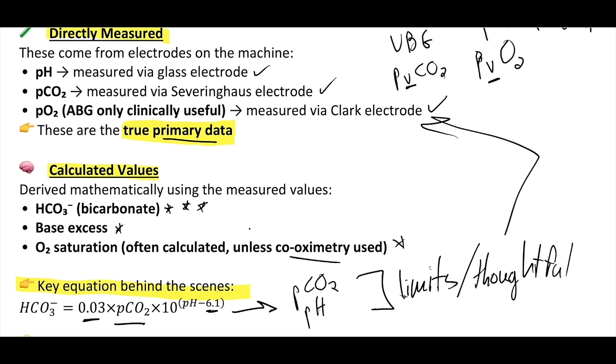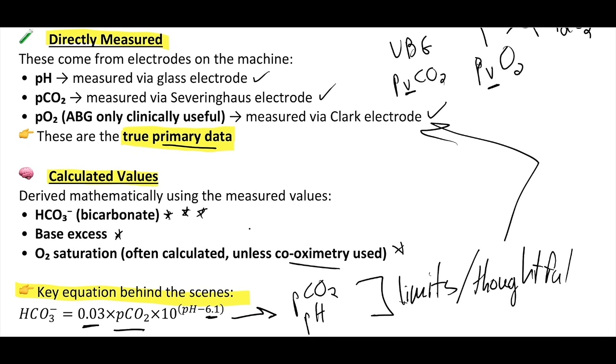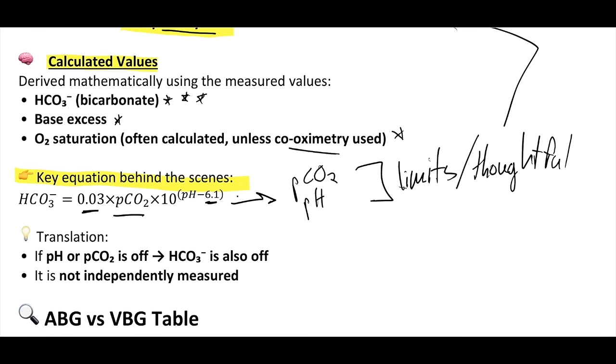All right, so that was just a quick glimpse into what's measured and what's calculated. So measured is pH, PCO2, PO2. Calculated is bicarbonate, base excess, and O2 saturation. So translation, if the pH or PCO2 is off, the bicarbonate is also going to be off because it's calculated using the pH and PCO2. So it's not independently measured.